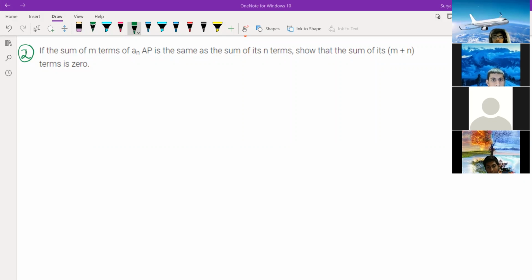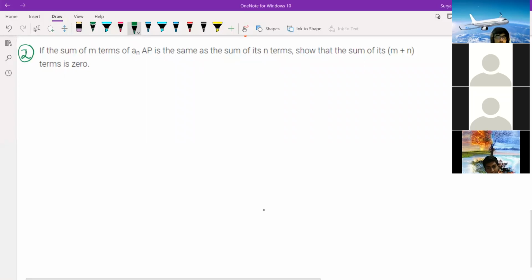Some formula, do you know, children, all of you? Yes, sir. The sum formula you can apply. The sum of m terms of an AP is the same as the sum of n terms. So write down here what is given. Sum of m terms means Sm, is equal to the sum of n terms, Sn.